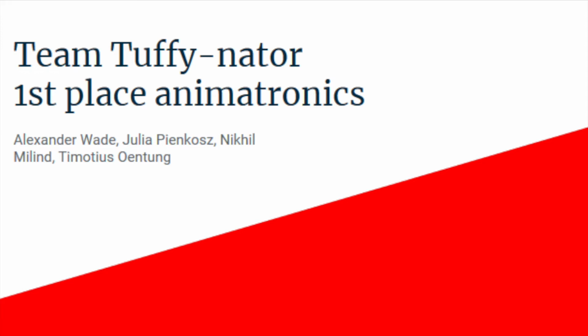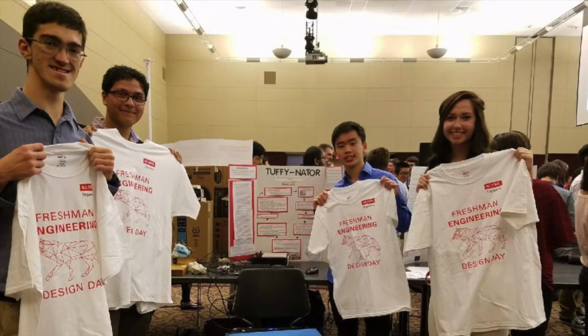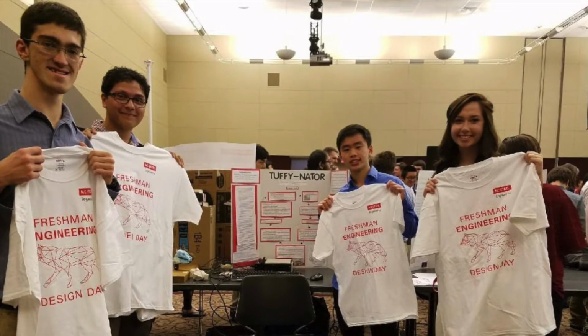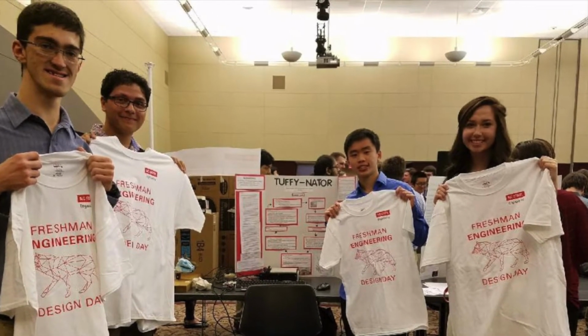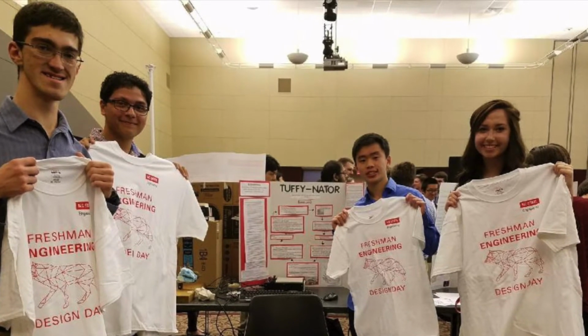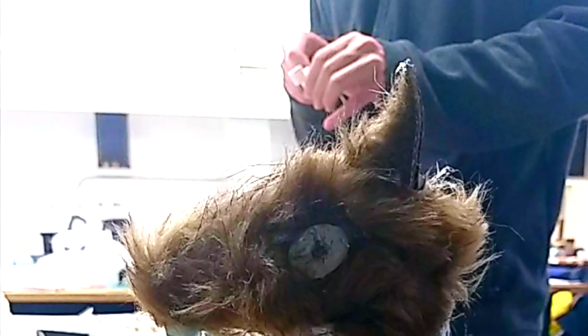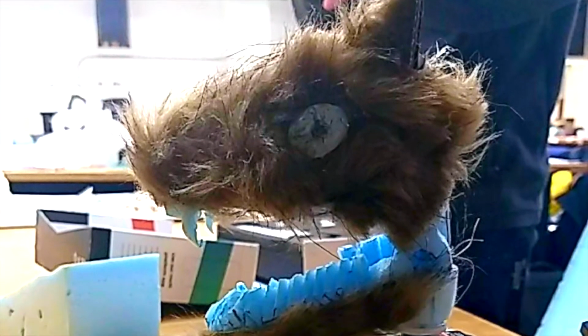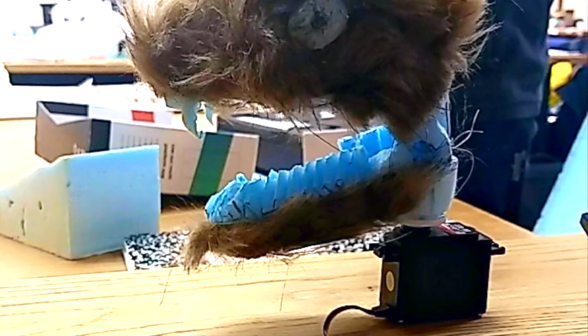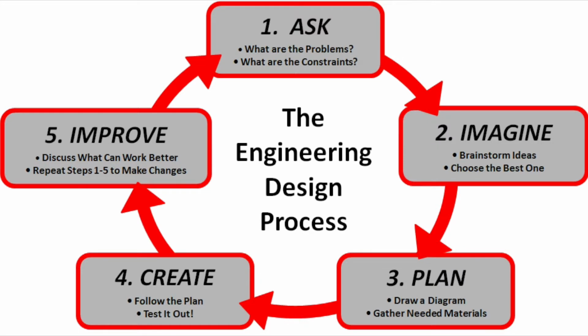Hi, we're Team Toughinator, and we did our project on animatronics. Now, animatronics is defined as the technique of making and operating lifelike robots, typically for use in film or other entertainment. Now, in the film industry, animatronics is not generally used to interact with its environment, but we decided to make something that would interact with stimuli around it.